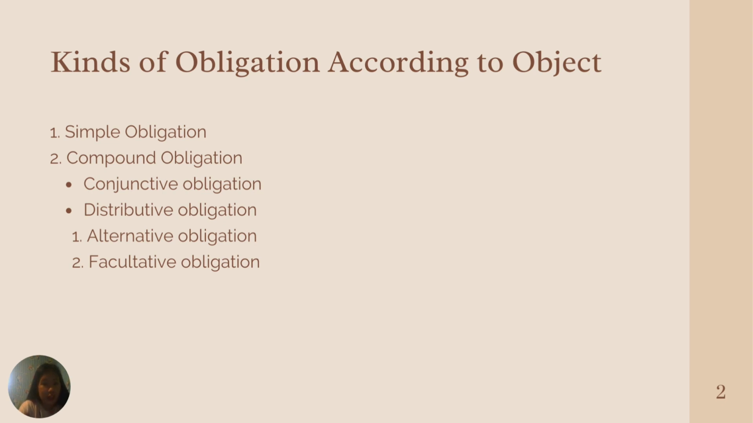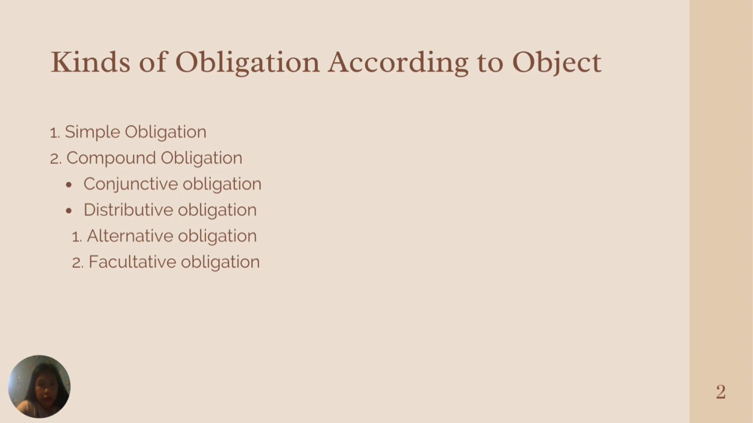It may be conjunctive obligation or distributive obligation. In conjunctive obligation, this is one where there are several prestations and all of them are due. By the way, when we say a prestation, it is a performance of something due upon an obligation.